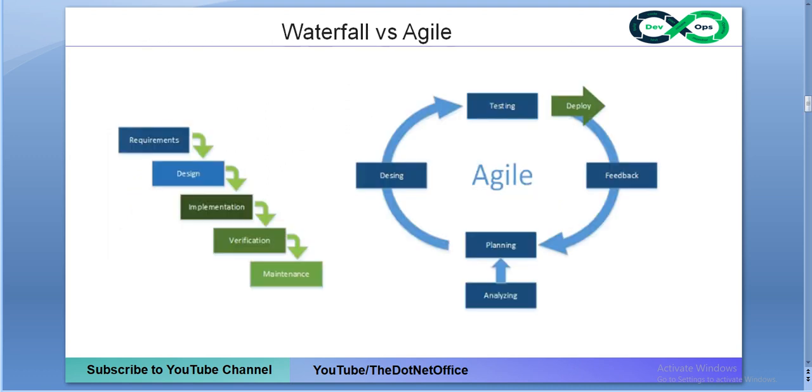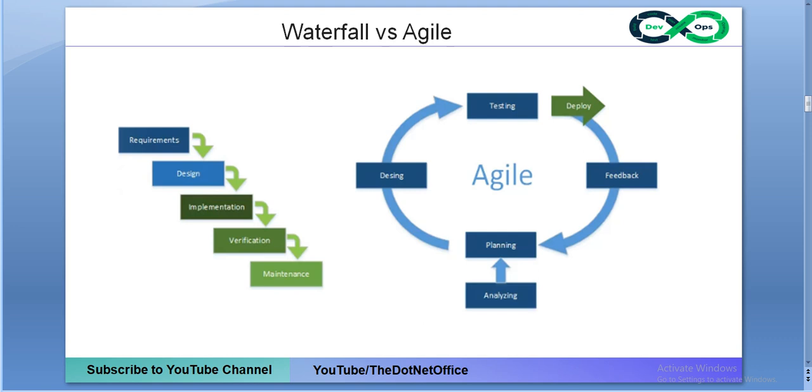Now what is the difference if we compare the waterfall and the agile model? The waterfall model is basically a linear model, and agile is a continuous model. In the waterfall model, first we gather the requirements, then based on that we design and implement, verification and testing happen, then we do the maintenance. So it's a linear process, one by one, every step comes once.